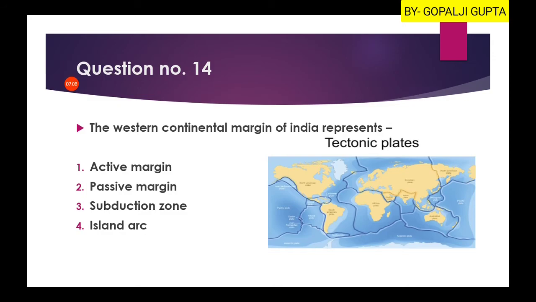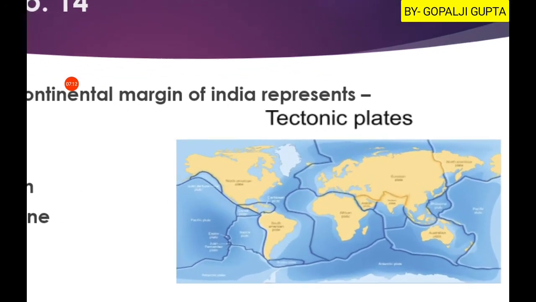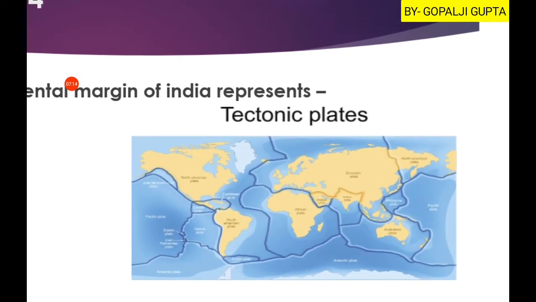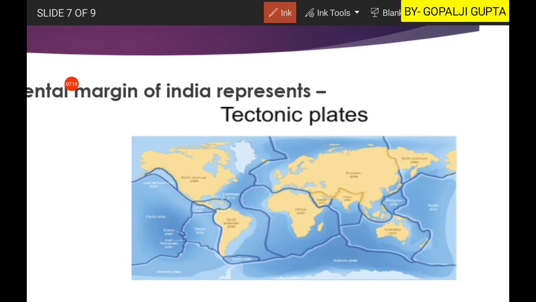Now the next question is, the western continental margin of India represents either active margin, passive margin, subduction zone, or island arcs. Here you can see, in this picture, there are different continents and different plates. Here you have India, and if you look at the western margin of India, this is a passive type of margin.